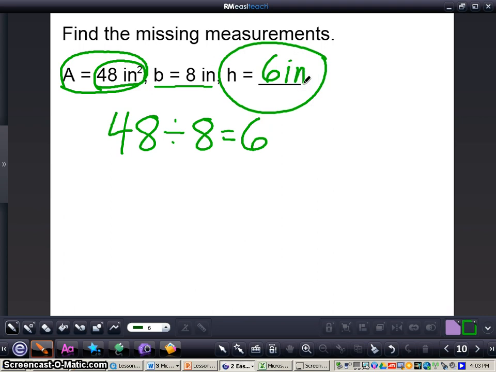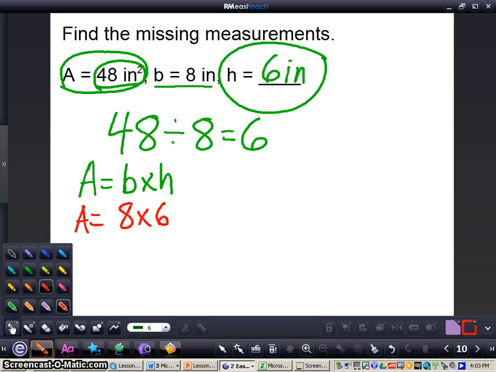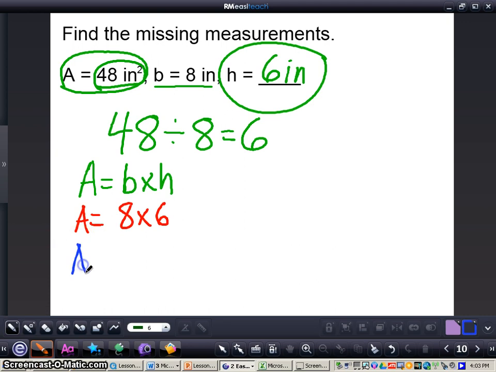Okay, now I can work this problem out if I want to double check it. Area equals base times height, and then I can have area equals 8 times 6. You don't have to do this with every one, I just want to show you that it's the correct answer. Area equals 48 inches squared. So you can see this is the proper way on how to do this problem.